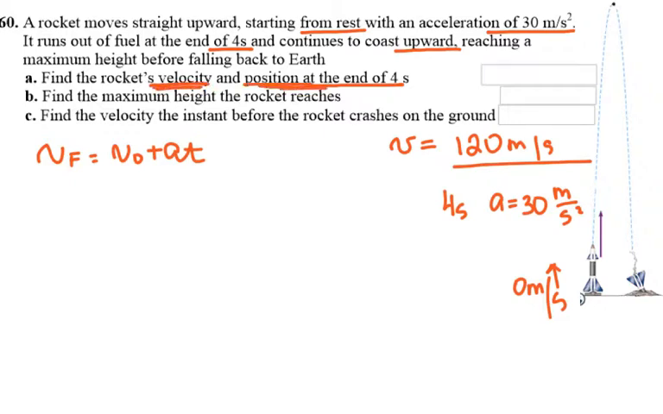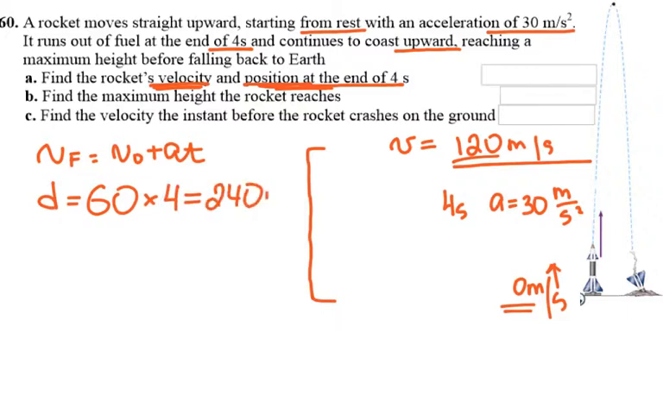And the position, what distance did it travel? If I want to calculate the distance it traveled, I use average velocity. Initial was 0, final is 120, so the average is 60, times the time of 4 seconds. So that is 240 meters. Now the rocket is 240 meters above the ground.